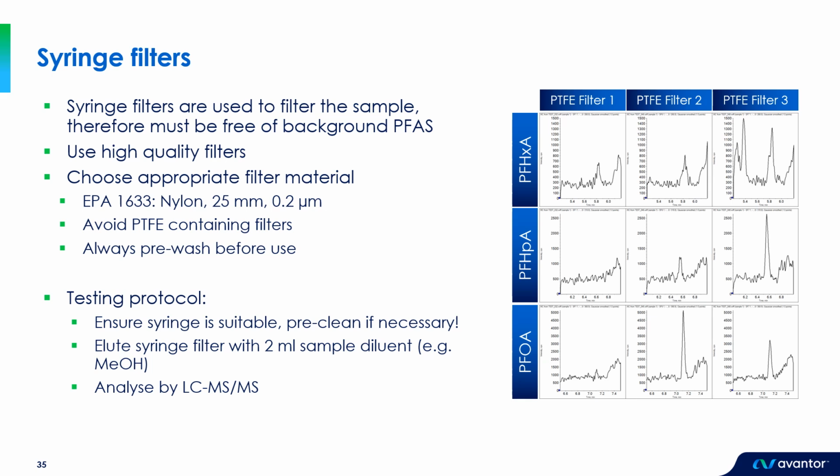EPA 1633 recommends using nylon filters, but the important thing is to avoid any filters that contain PTFE, which are quite widely available. So here we have an example of 3 different PTFE filters, which we tested, all of which were found to contain various levels of several PFAS. Another important point is regardless of which filter you use, it would always be wise to pre-wash the filter with solvent before you use it. Sample filters can be quite simply tested by eluting the filter with 2 mL of a suitable solvent, for example methanol, and then analysing by LCMS.